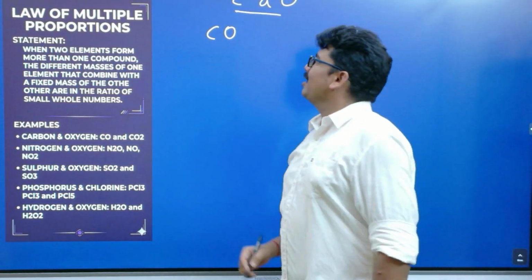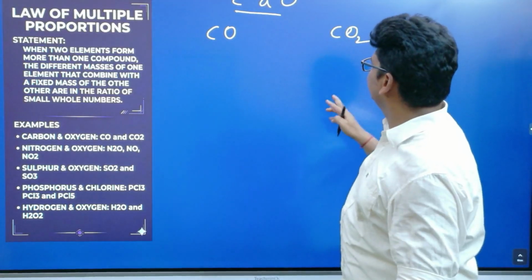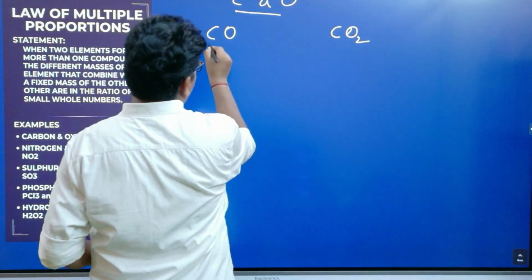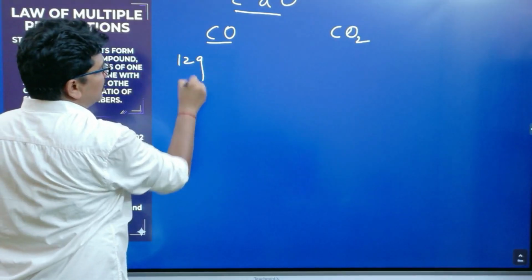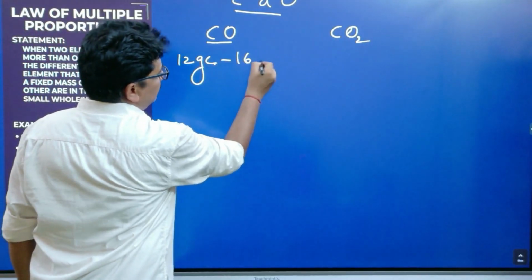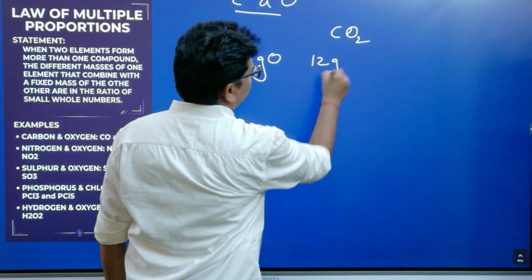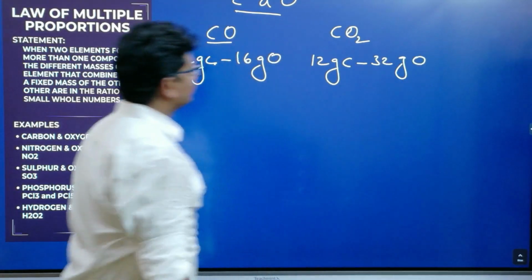Right. So here carbon valency is 2, compound is CO. This carbon valency is 4, compound is CO2. Now, what is law of multiple proportion? Let us take their weights. In CO, 12 grams of carbon is combined with 16 grams of oxygen. In CO2, 12 grams of carbon is combined with 32 grams of oxygen.